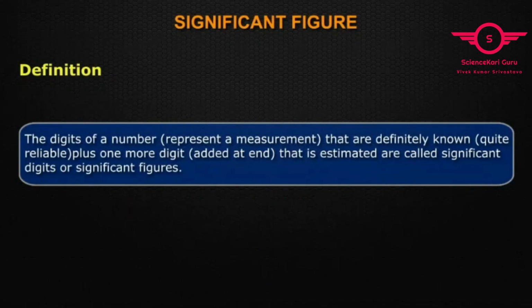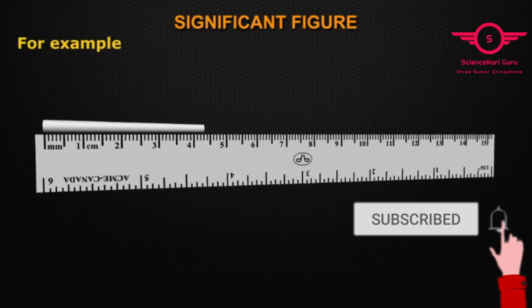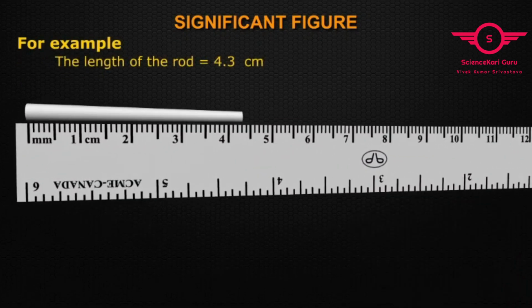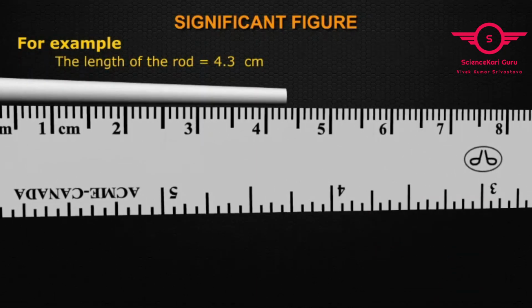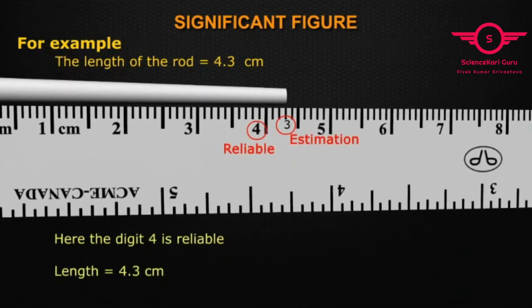The digits of a number that represent a measurement, which are definitely known and quite reliable, plus one more digit added at the end that is estimated, are called significant digits or significant figures. For example, the length of a rod is equal to 4.3 centimeter. Here, the digit 4 is reliable, that is a clear marking on the scale. The digit 3 is an estimation added at the end.